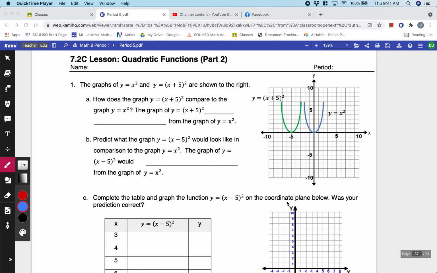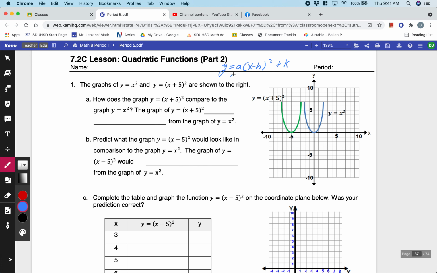Right, guys, so let's go ahead now and look at this. We are looking at 7.2c, quadratic functions part 2. Now, last lesson, what we did is we looked at what happens. So let's write this really quickly: y equals a(x minus h) squared plus k.